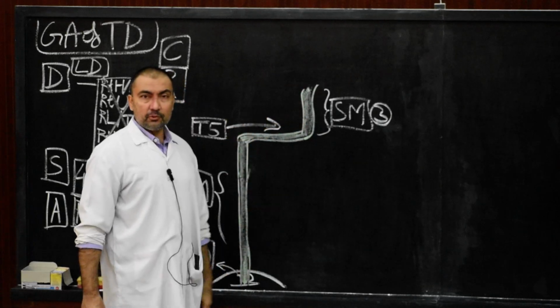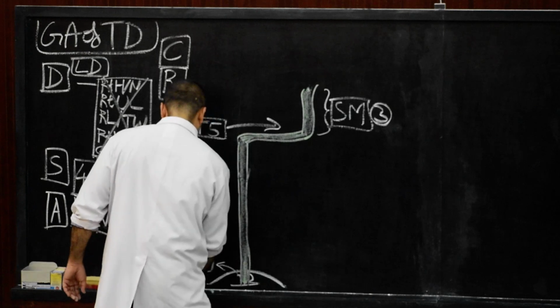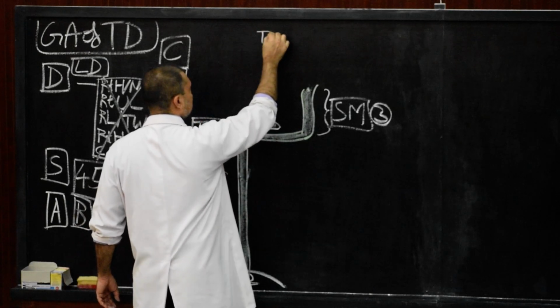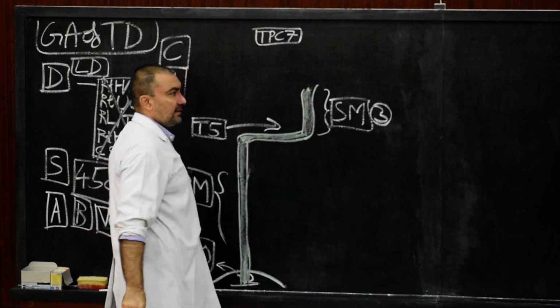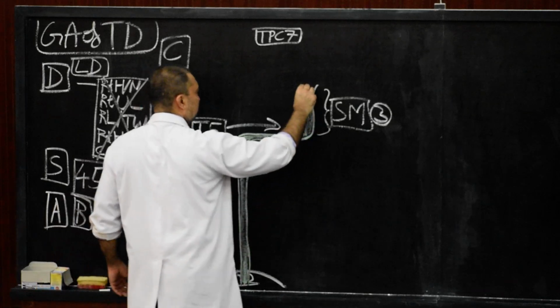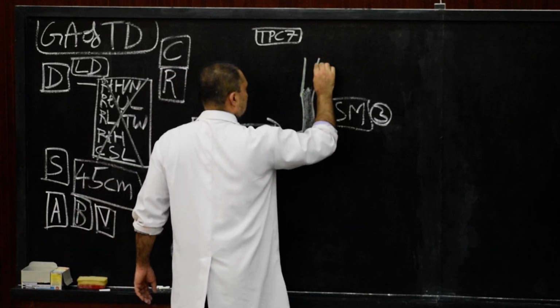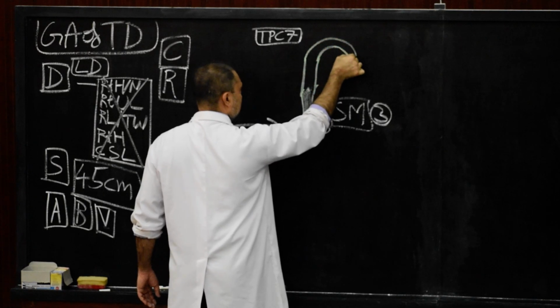Then it will enter the root of the neck. Here, as it enters the root of the neck at the level of the transverse process of C7, this level I will write down. So at the level of the root of the neck, in front of the transverse process of C7, it will produce an arch laterally.